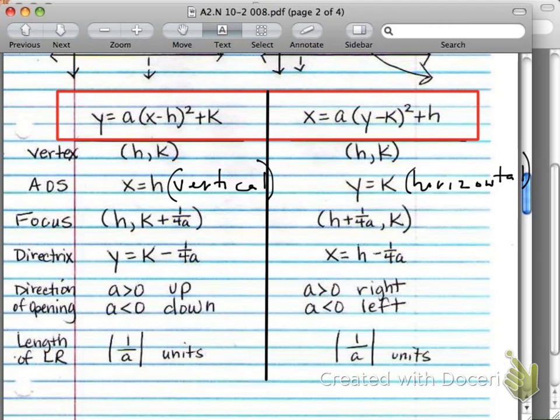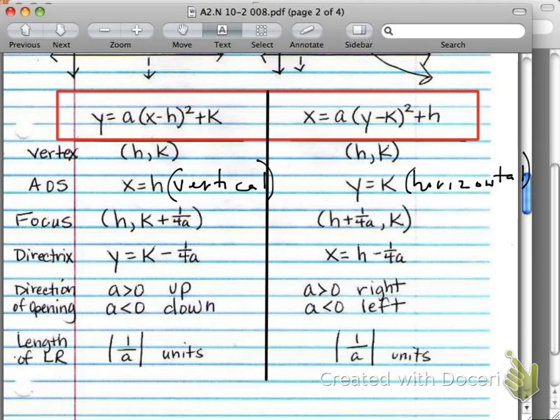Okay? Here, if your a is greater than 0, you're opening up. A is less than 0, you're opening down. That's what we talked about at the very beginning. But now, if your a is greater than 0, you're opening which way? To the right. To the left. So positive to the right, negative to the left. We can base that one off a basic number line, right? I'm glad you said that, because I was going to say, why does that make sense? It makes sense because on a number line, your positive numbers are to the right, your negative numbers are to the left. Okay?